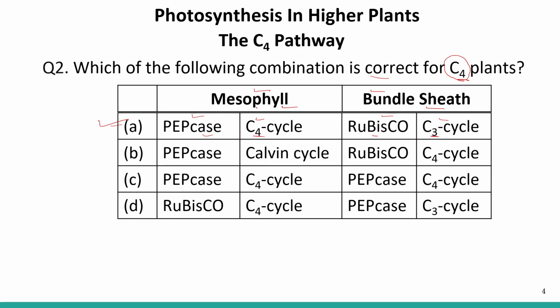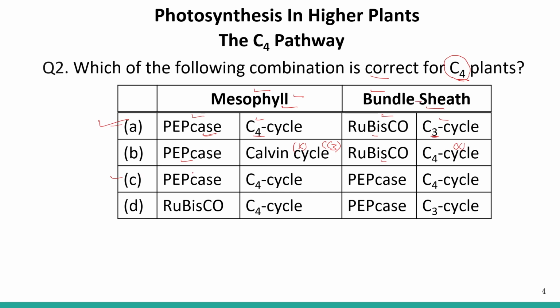So this combination is correct for C4 plants. The PEP carboxylase enzyme is present in the mesophyll cells, and it helps in the production of oxaloacetate, whereas Rubisco is present in the bundle sheath cells and is involved in the C3 cycle. So we have already got the answer here. Option A is the correct option. Next, PEP carboxylase is present in mesophyll cells, but it is not involved in the Calvin cycle. The Calvin cycle is known as the C3 cycle. Then Rubisco is not involved in the C4 cycle.